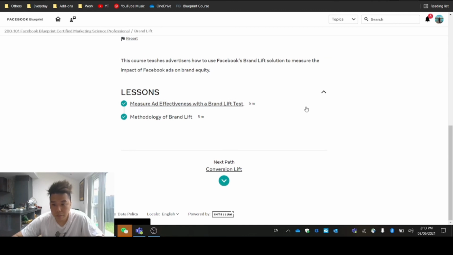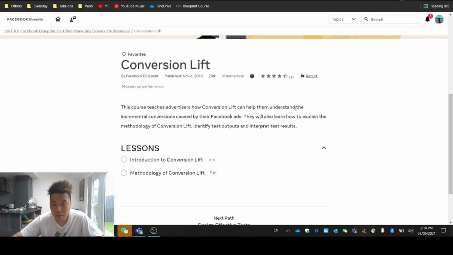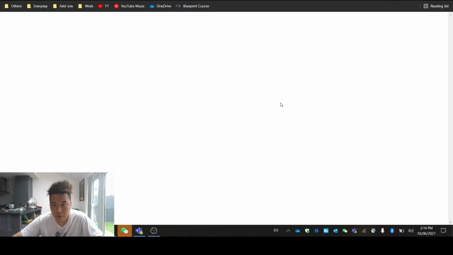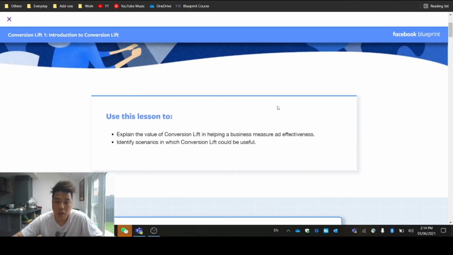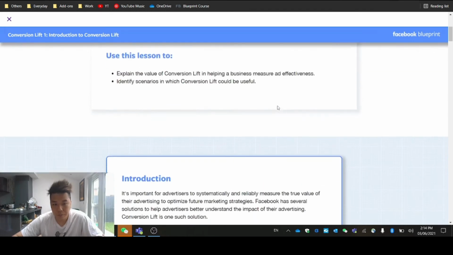Conversion lift. Alright, let's call for a break after this. Introduction to conversion lift. Maybe we could do one more if it's a short one because it's about 5 minutes. Explain the value of conversion lift in helping a business measure ad effectiveness. Identify scenario in which conversion lift could be useful.